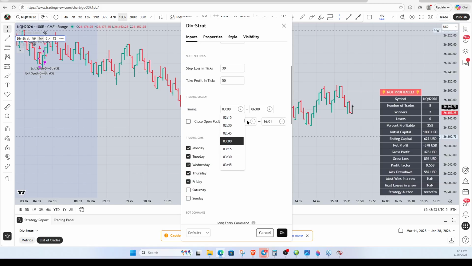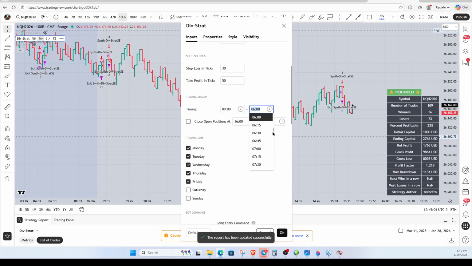Sid wants to know how many trades Top Step allows. I don't know if there's a limit in the number of trades you can take. I think if there's a limitation, it's going to be in the drawdown you can have.